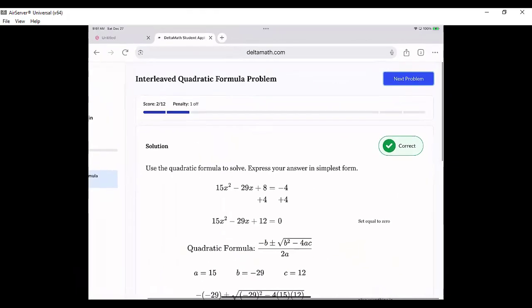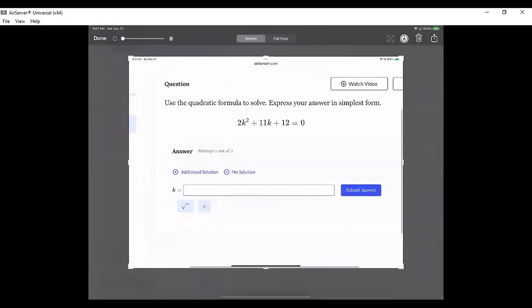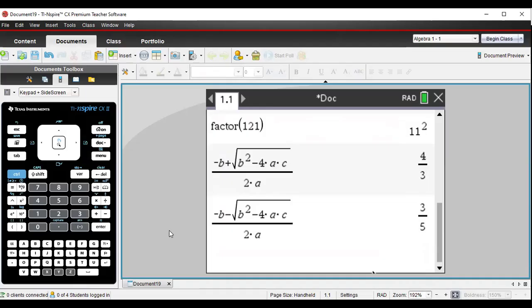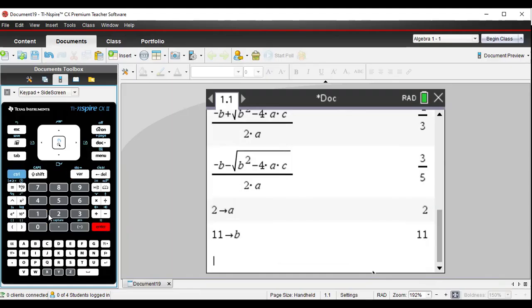All right, let's do one more. Okay, so again, we've got a quadratic equation. Now this one is already equal to 0, so all I have to do is take the a, the b, and the c. So the a is 2, the b is 11, the c is 12. Now I'm going to grab my calculator. I'm going to store those numbers. So a is 2, so 2 we store into the letter a. 11 we store into the letter b. And then 12 we store into the letter c.